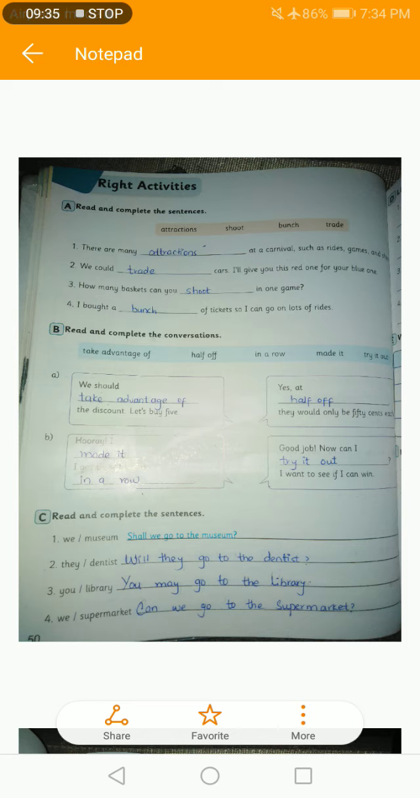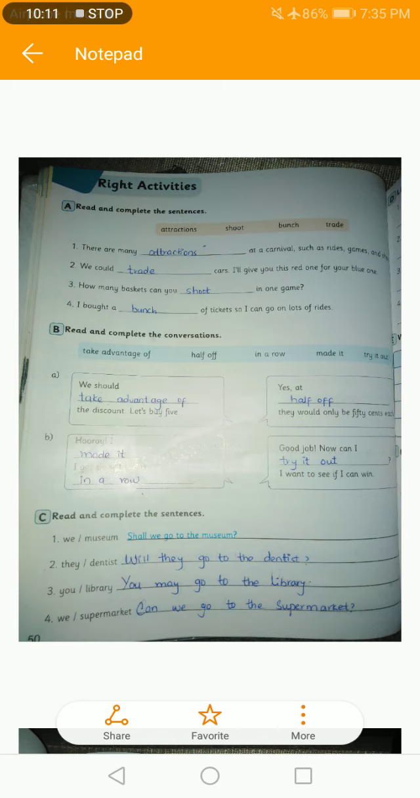Okay, now Exercise B. Read and complete the conversation. So we have the expressions, and we have to read the conversation and complete the blanks. We should dash the discount. Let's buy 5. We have the options: take advantage of, half off, in a row, made it, try it out. So look at the sentence. We should take advantage of the discount. Let's buy 5. So you have to write take advantage of in the first blank.